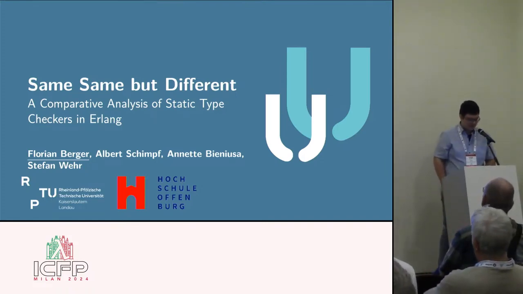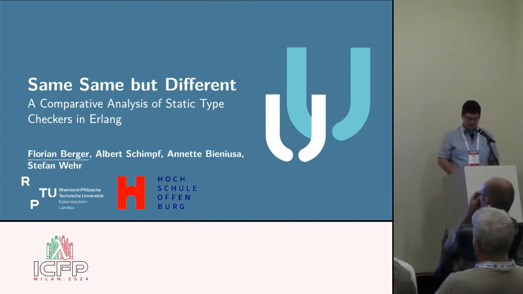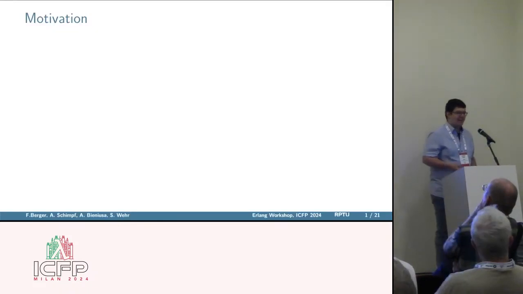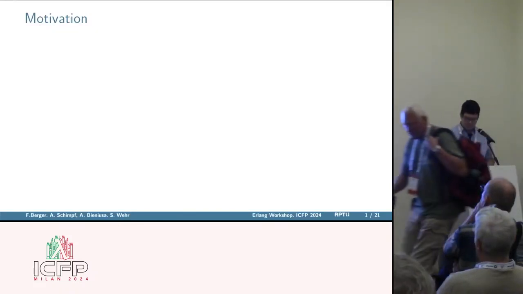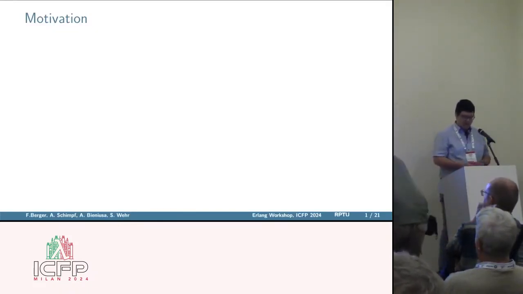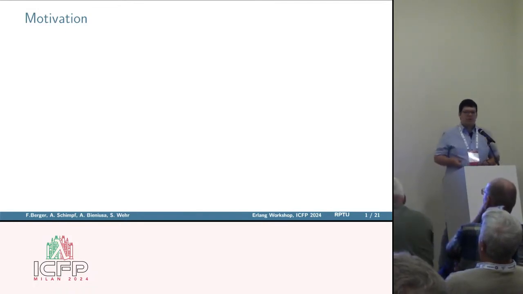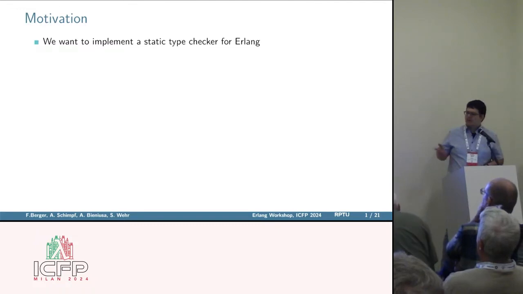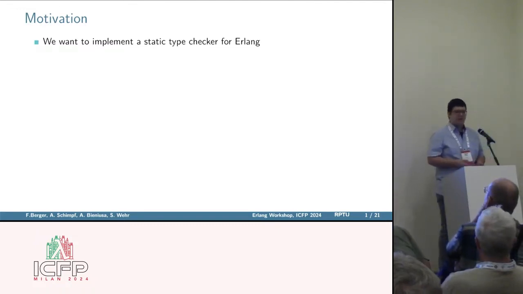Hello, everyone. As you see, I'm talking about comparative analysis of static type checkers in Erlang. So first of all, why do we even want static type checkers in a dynamic language? And why do we want to compare them? Let's start with a simple motivation or story why we want this.